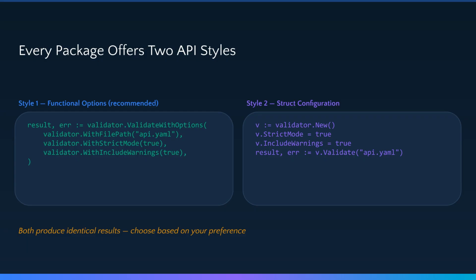The functional options style uses With functions and a single WithOptions call. This is the recommended style because it's concise, self-documenting, and composable. The struct style creates an instance with New, sets fields directly, and calls a method. Both produce identical results. The functional options style is better for one-off operations, while the struct style is better when you want to reuse the same configuration across multiple calls.